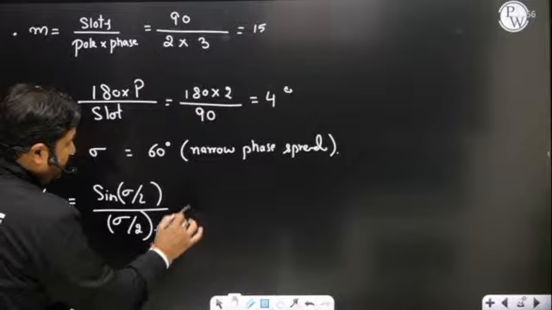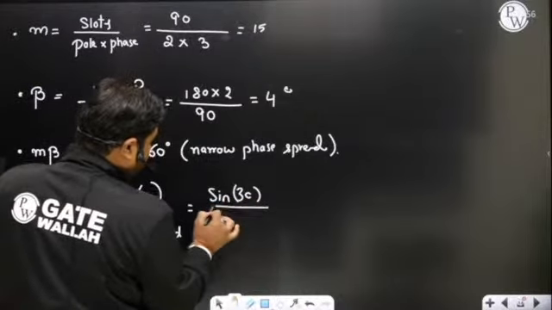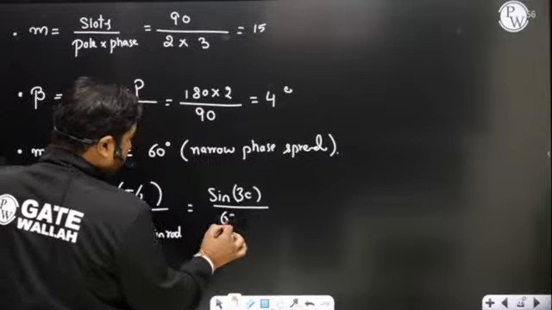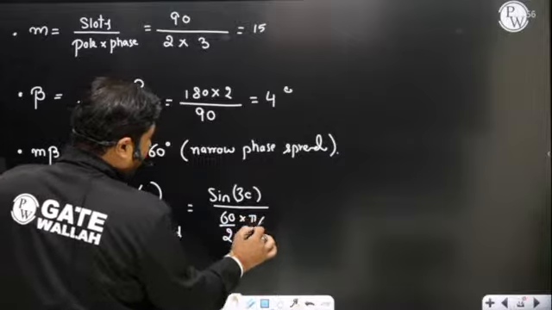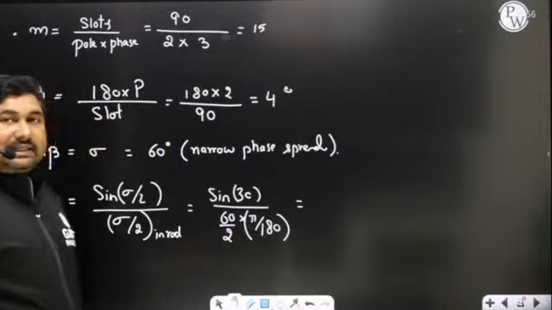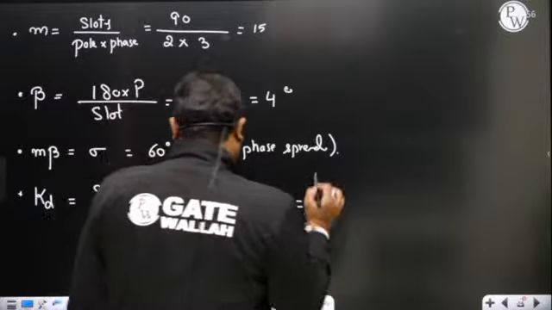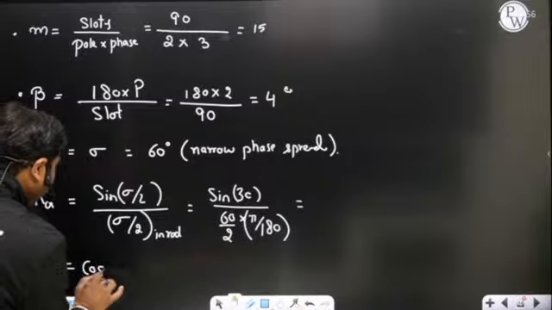Further, Kd is sine sigma by 2 upon sigma by 2 in radian. So this will become sine 30 upon 60 by 2 into pi by 180. Why am I writing pi by 180? In order to convert these degrees into radian. So we have Kd. And what about Kc? Kc is cos alpha by 2.